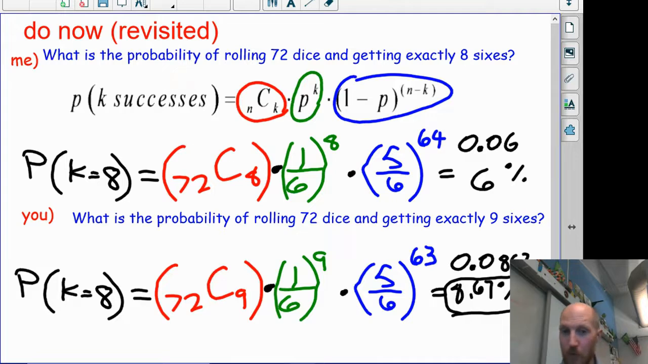So we should get this equation. Pretty much the only thing that changes is the 8. In what I wrote, the 8 is going to change to a 9. So this 8 changes to a 9. This green 8 changes to a 9. And then in blue, instead of 64 losses, this time I get 63 losses or failures, whatever you want to call it. And that should give us either in decimal form 0.0867 or as a percent 8.67%.